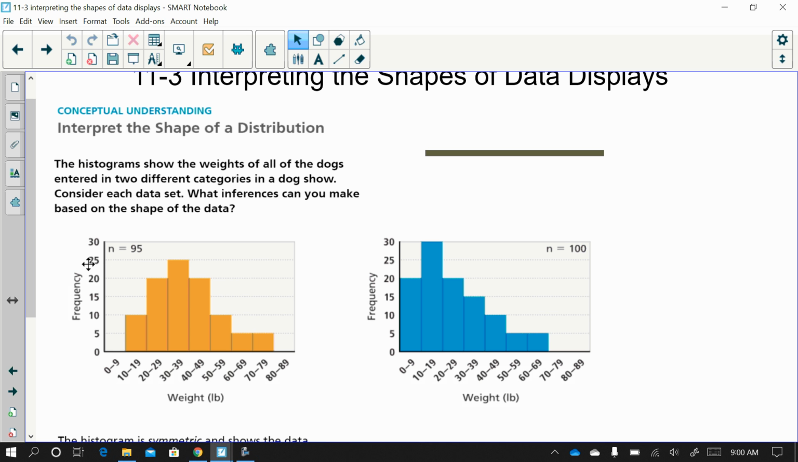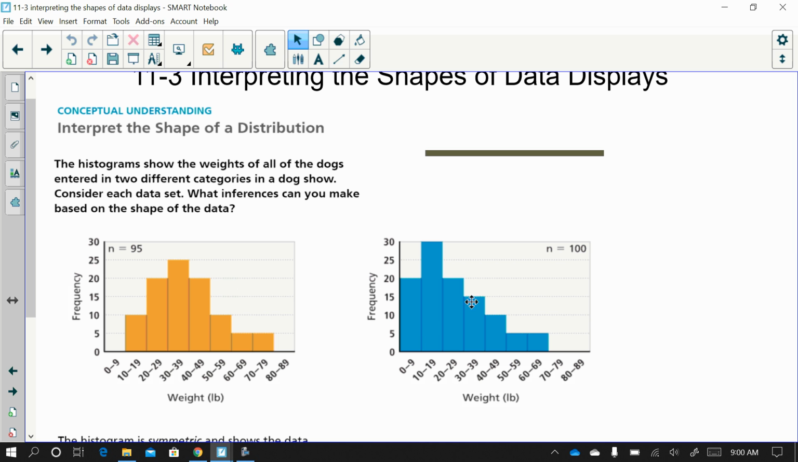Okay, frequency is here on the y-axis, weight is here on the x-axis. So we're looking at a histogram of their weights. Okay, so we've got 10 dogs that are 10 to 19 pounds, 20 that are 20 to 29 pounds, 25 that are in between 30 and 39 pounds, and so on. Notice this data looks fairly symmetrical.